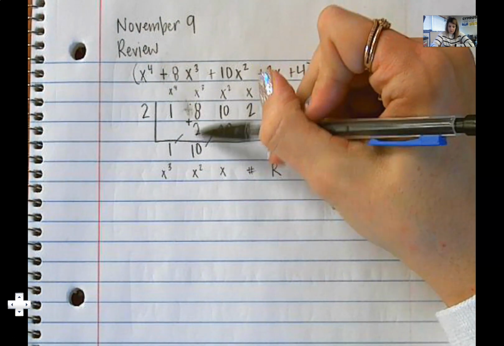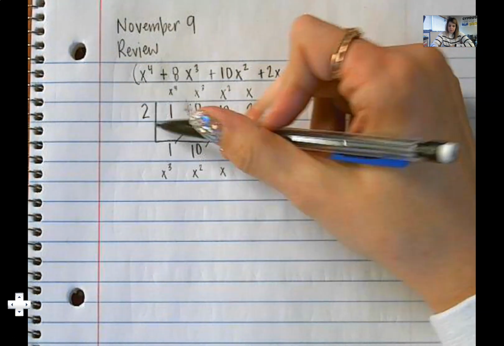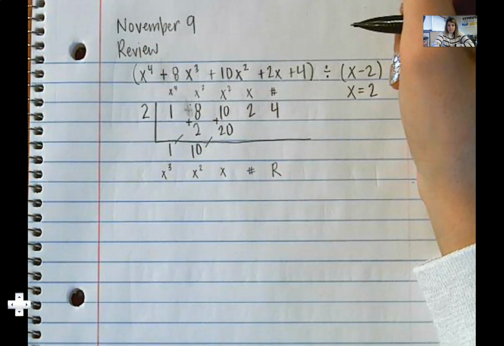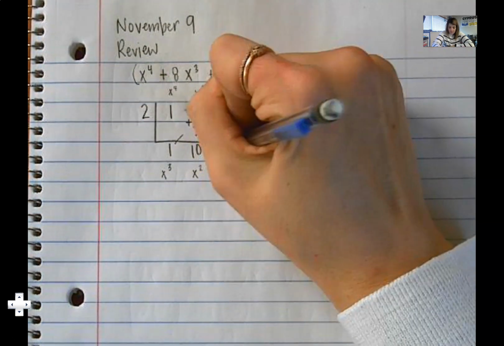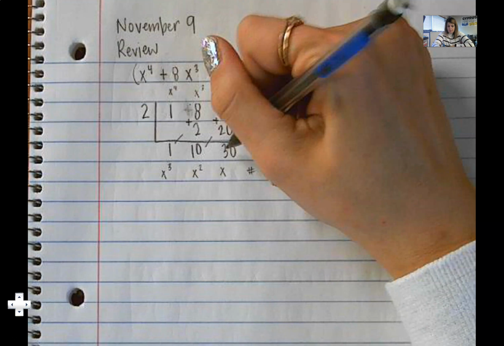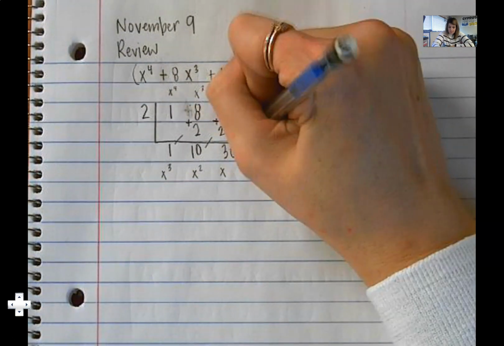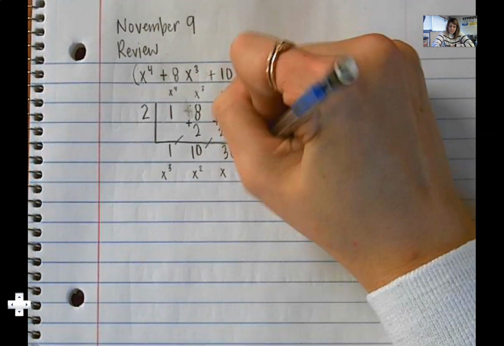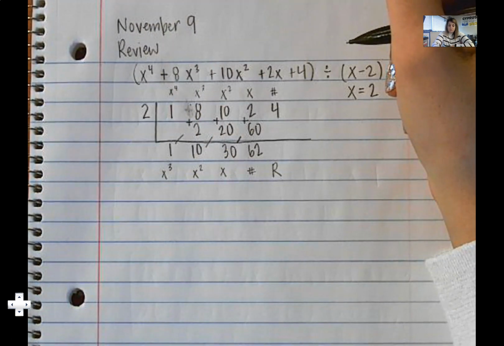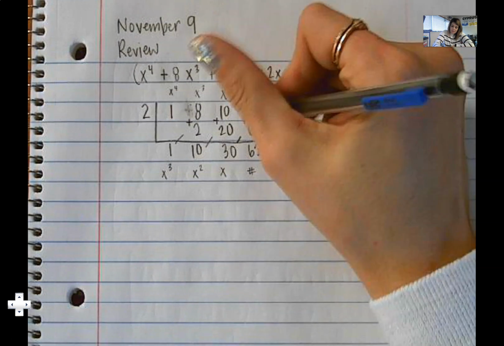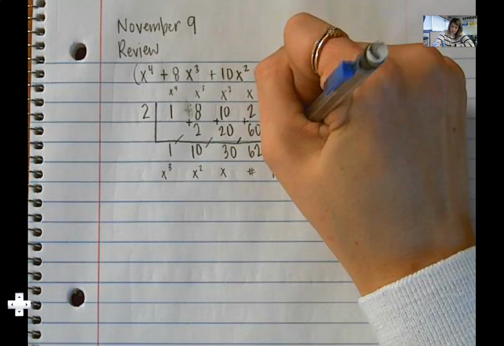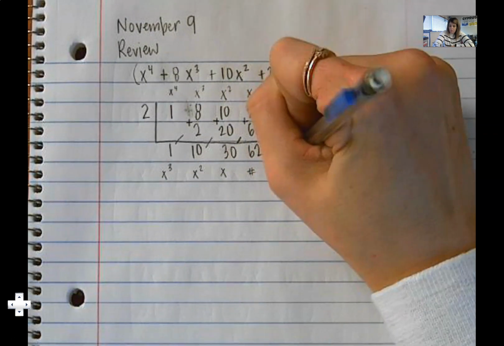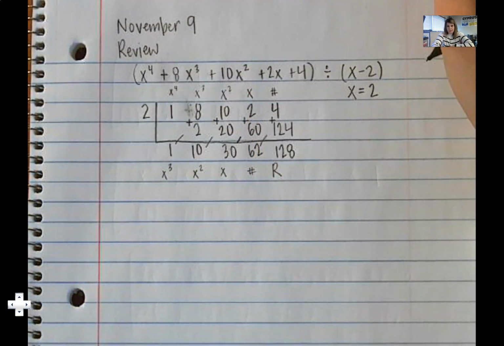8 plus 2 is 10. 2 times 10 is 20. Add these, you get 30. 2 times 30 is 60. 2 plus 60 is 62. 2 times 62 is 124. Add those and you get a remainder of 128.